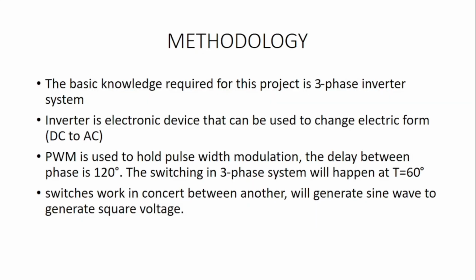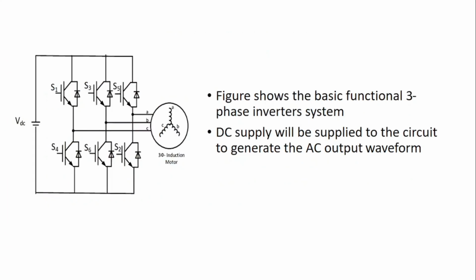So the basic knowledge required for this project is three-phase inverter system. An inverter is an electronic device that can be used to change the electric form, which is from DC to AC. PWM stands for pulse width modulation. The delay between the phases is 120 degrees because it is three phase. The switching in a three-phase system will happen at T equal to 60 degrees. So switches work in concert with one another, which will generate a sine wave to generate square voltage.